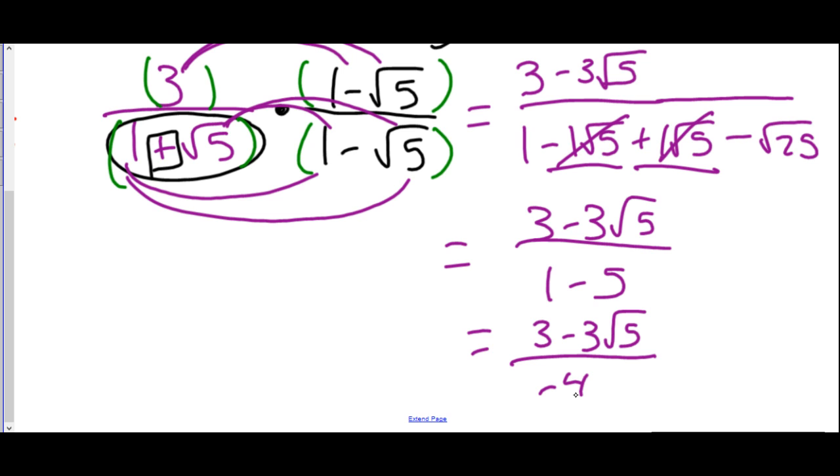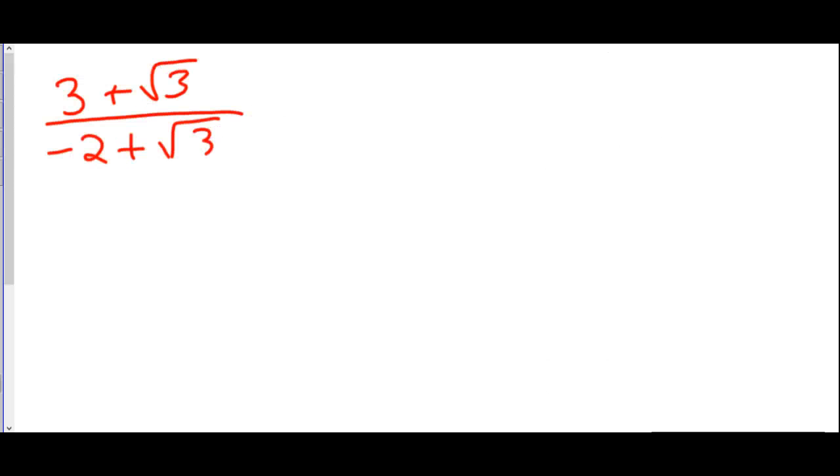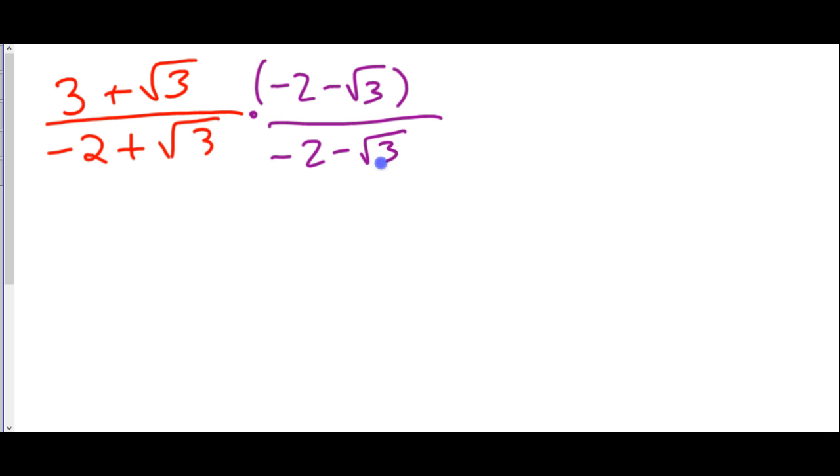So one last example. We're still going to multiply by the conjugate of the denominator. Remember, it's always based on the denominator. So we have negative 2 minus square root 3 over negative 2 minus square root 3. Again, we only changed the middle sign, not the first.